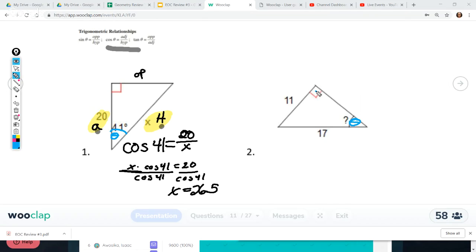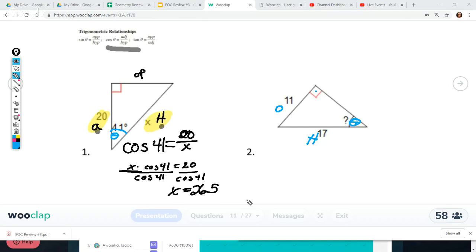Here's my right angle. So opposite my right angle is my hypotenuse. Opposite my theta is my opposite side. So I've got opposite and hypotenuse. Ooh, I messed this up when I did it. Hold on, Michelle. So because I have opposite and hypotenuse, I'm going to be using sine.